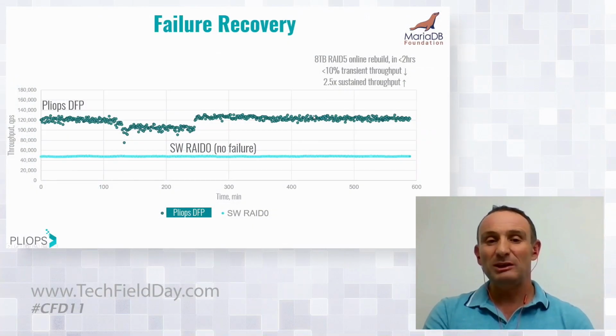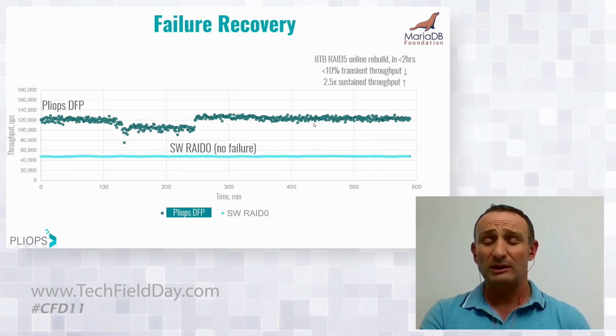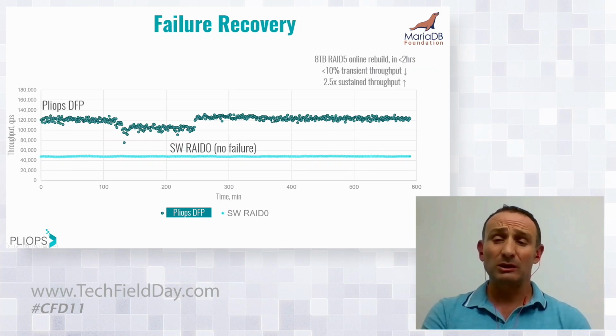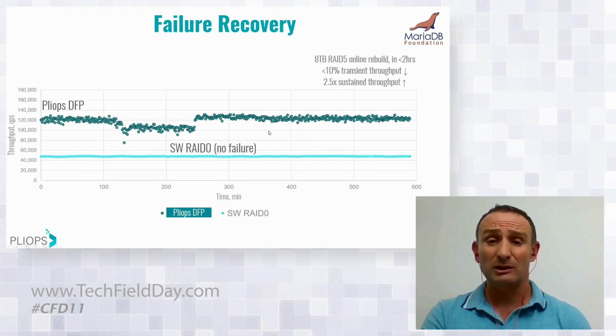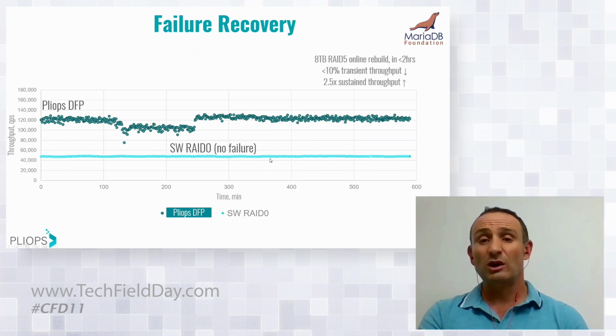So just a sneak peek of how we perform in a reliable RAID fault protection configuration with Pliops versus non-protected software with the same number of drives. As you see, we run here the same TPC-C benchmark over multiple drives, and normally we get something like 250x sustained throughput.